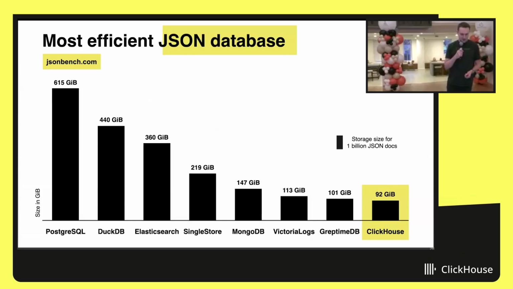Let's take a look at the storage numbers, and again, ClickHouse is the best. Postgres takes at least 6 times more. I don't even want to count. ClickHouse is the best, period.